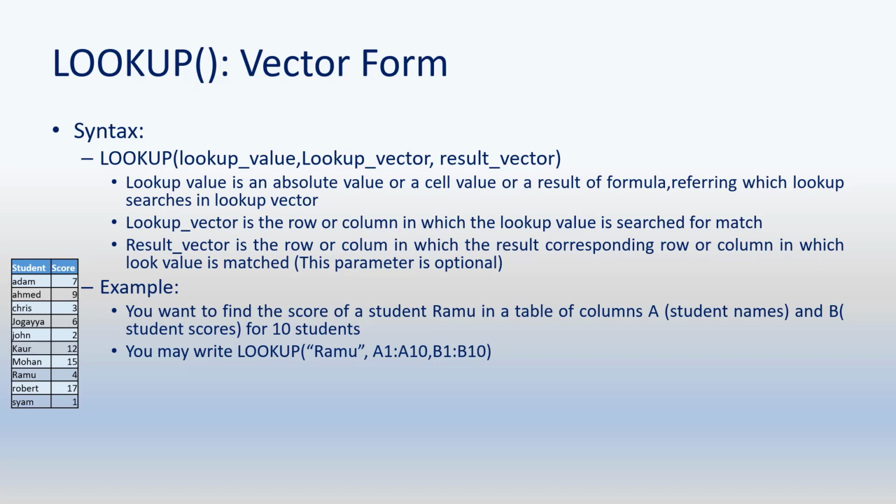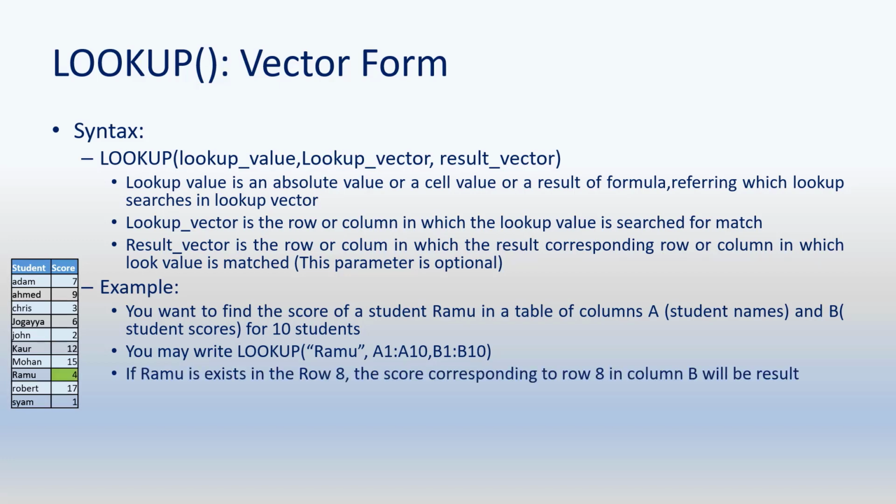Then the result has to be searched in the score column, which is column B. So the result vector will be B1 to B10. The function will first identify where is the value Ramu existing in the lookup vector, that is column A. And then it finds that the value Ramu is existing in the row number 8. Then the function will search for value corresponding to the value of Ramu in result vector, which is B1 to B10. It will look at the scores and finds the value in the row 8 for the column B. Hence, the value of 4 will be result.